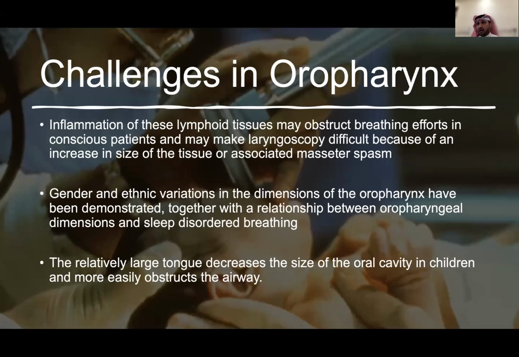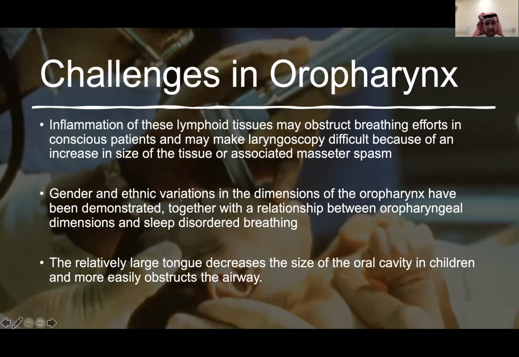So in the oropharynx we expect a lot of challenges. This is an area commonly obstructed, and when we want to secure the airway there is also a challenge, and we may face difficulties compared with adults. First, inflammation of the lymphoid tissues here may obstruct breathing. You may start with snoring, then stridor, progressing to severe distress, until it is completely obstructed.